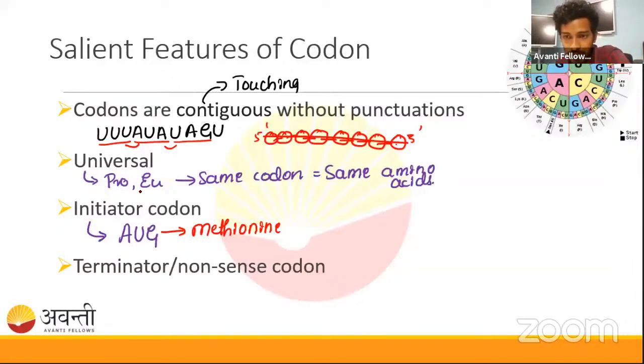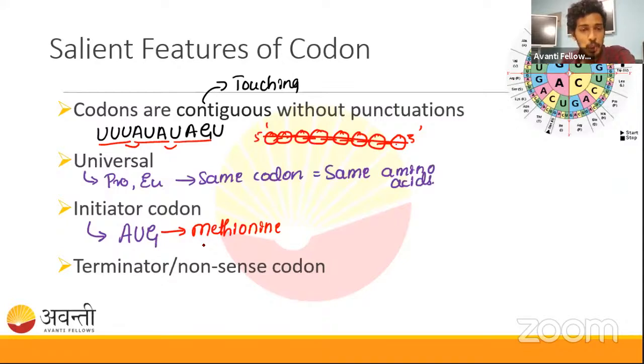Bro, I told you in the first slide only. What is a codon? Codon is the genetic information which is transferred for translation, right? We discussed that in the first slide, and I also told a story about how it happens.